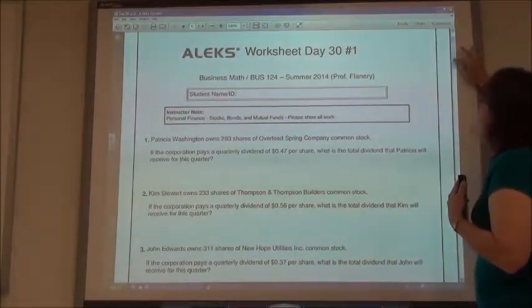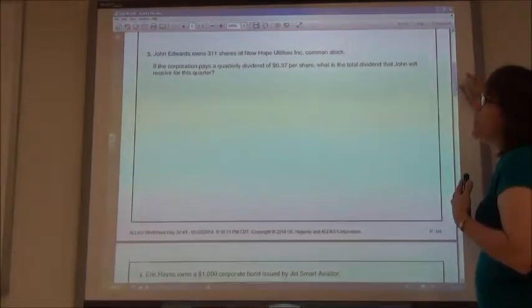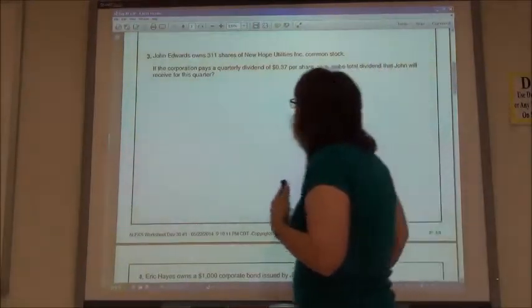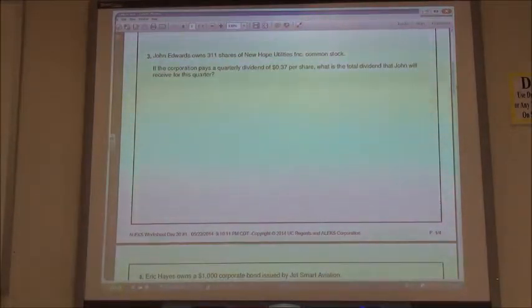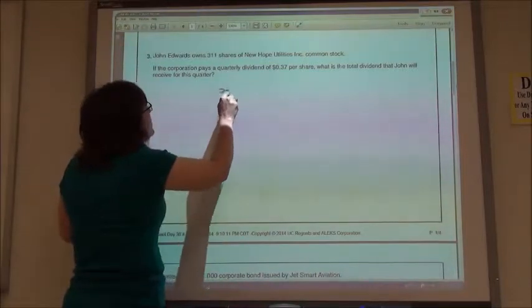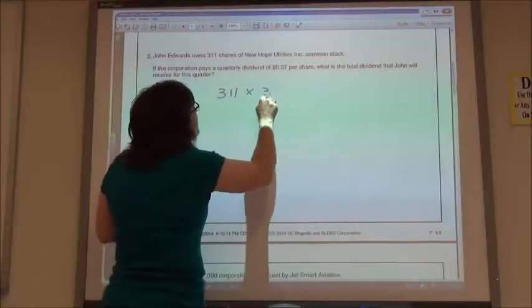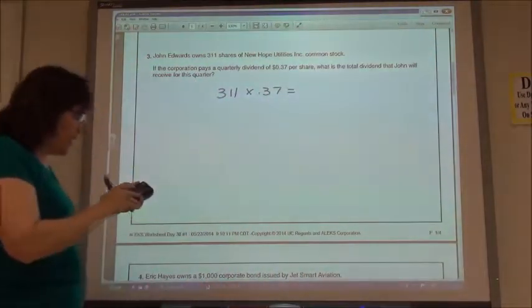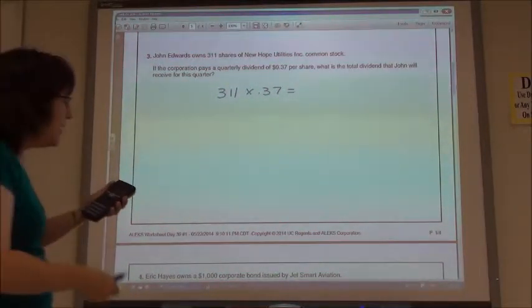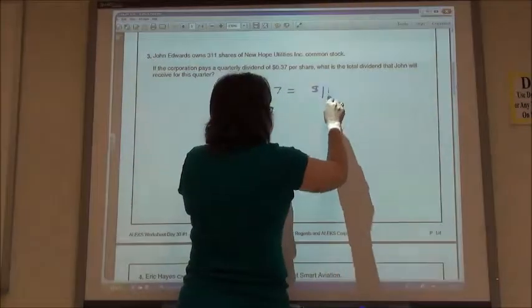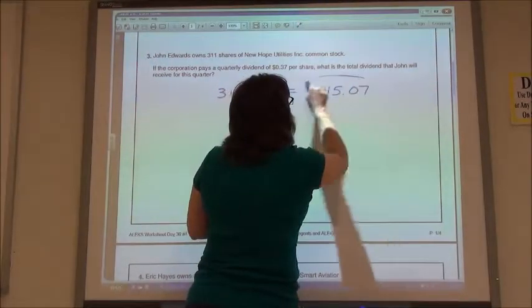And the third one's basically going to be the same thing, nothing too terribly bad. John Edwards owns 311 shares of New Hope Utilities Incorporated common stock. If the corporation pays a quarterly dividend of 37 cents per share, what is the total dividend that John will receive for this quarter? So he has 311 shares. He's going to get 37 cents per share that he owns. So if we take 311 times 0.37, he's going to get $115.07.